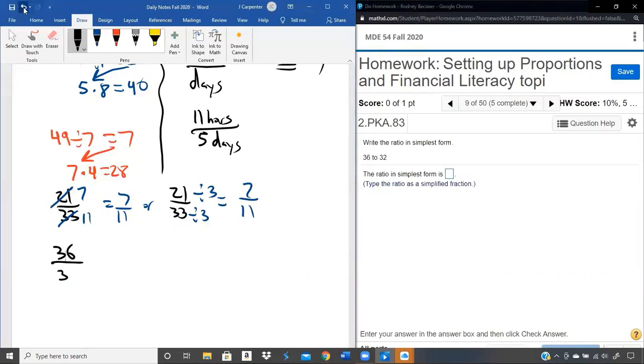36 to 32. The word to also kind of is like the word per. It means the next thing goes in the bottom. I much prefer the slash method personally. Some people might just not even write anything and go straight to the answer of, I don't know, 2 over 3 if that was it, which it's not.